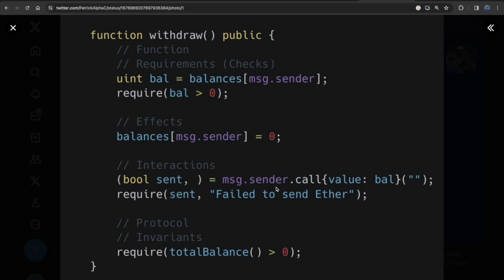And then next we have our interactions. So this is where we actually send the user their withdrawal money. So, in a typical flow, you may think, oh, I can check the user's balance, then I can send them the money, and then I can make their balance 0. But you just have to reverse these two around to make sure that you prevent re-entrancy attacks. So that's the check, effect, interaction pattern.